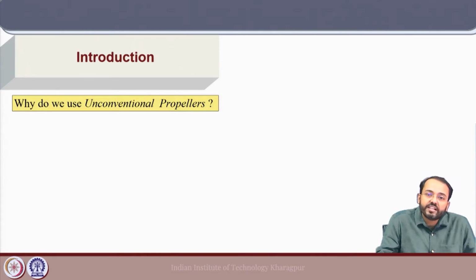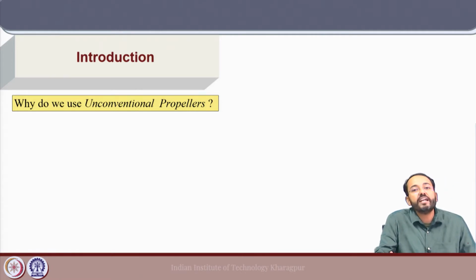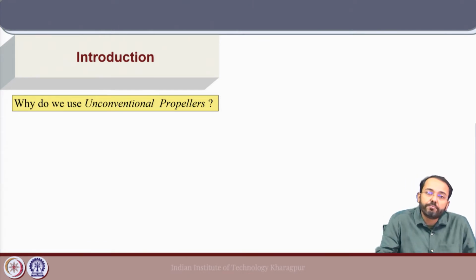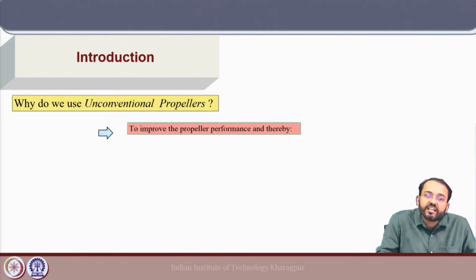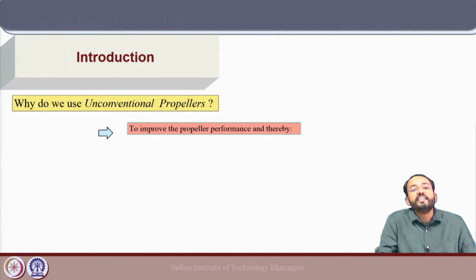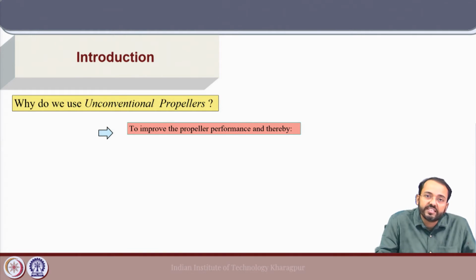Now, unconventional propellers can be both screw propellers with different variants which are not the conventional design, or some totally different concepts of marine propulsion like water jets, paddle wheel propulsion, vertical axis propellers, etc. Now, these unconventional propellers find application in vessels where special requirements are there depending on their operation conditions.